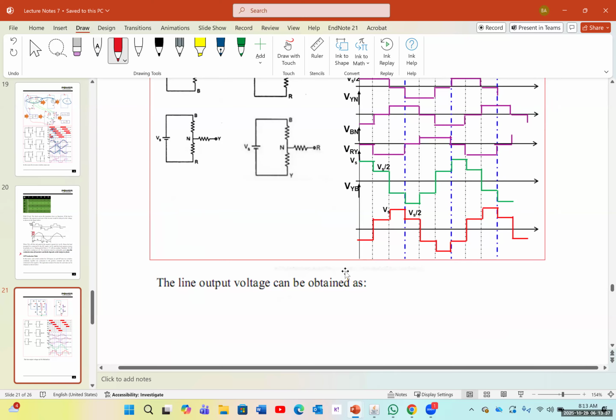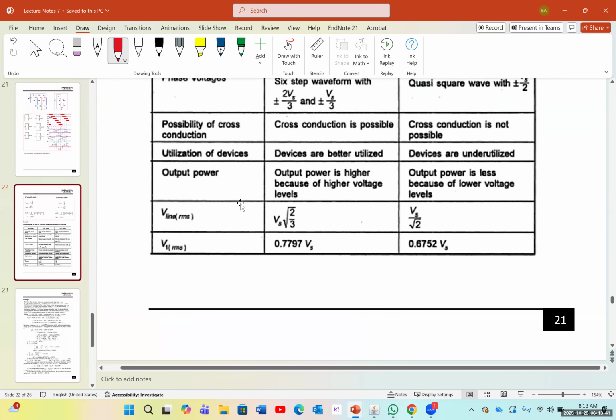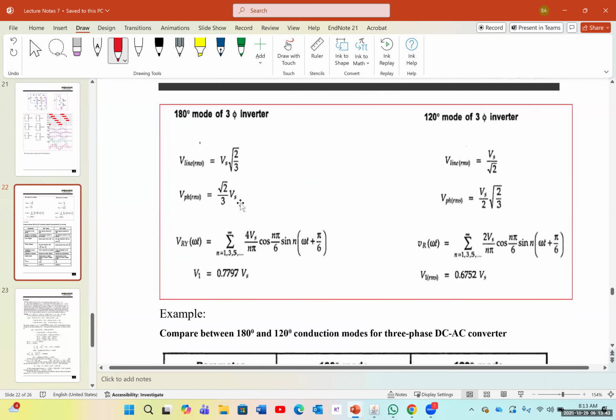So the line output voltage can be obtained as follows. We already did it for the phase. In a 180 degree mode of a 3-phase inverter, V line RMS is going to be Vs times square root of 2 over 3. And for 120 degrees mode, it's going to be Vs over square root of 2.